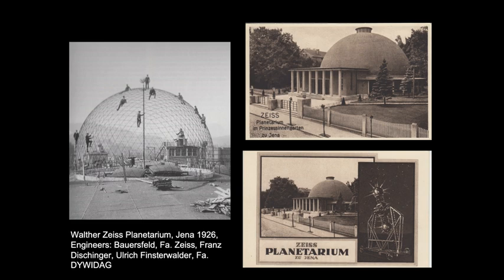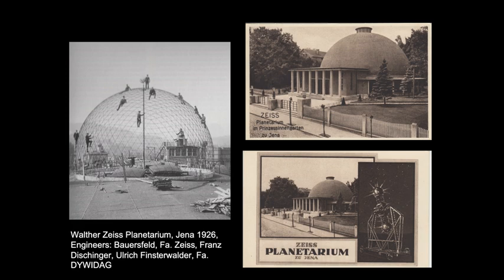So the engineer Bauersfeld transformed this pentagon-hexagon geometry into a triangle structure. And the triangle structure they constructed out of steel elements. They wanted to create not only a projection for the projector, they wanted to create nothing less than a planetarium in the year 1926 in Jena. And you see the planetarium on the postcards and on the right hand side.